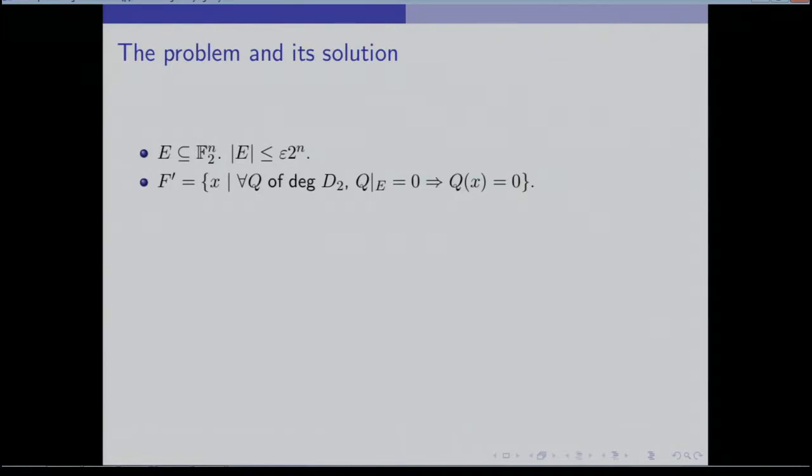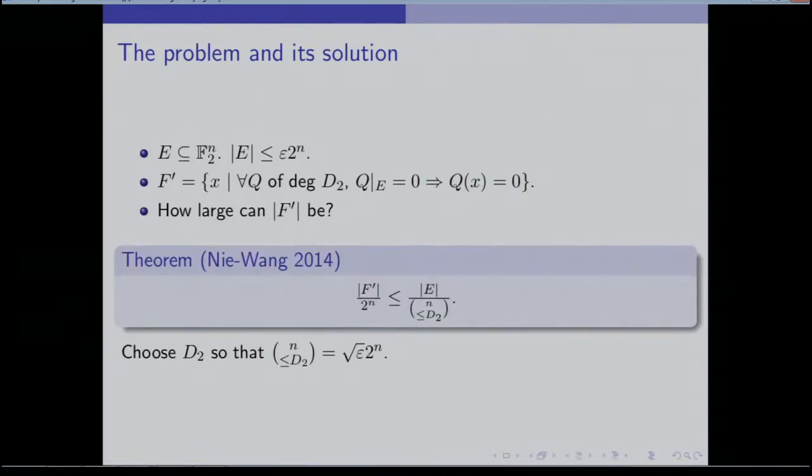It turns out this exact question has been studied in the mathematics literature, and we know exactly the bound. This is a very recent result of two authors, Ni and Wang. But it also follows from some earlier results in the combinatorics literature, which says the following: the fraction of points in the hypercube that lie in f prime, the fraction of points that are forced to 0, is at most the ratio of the number of constraints that we have to the number of variables.